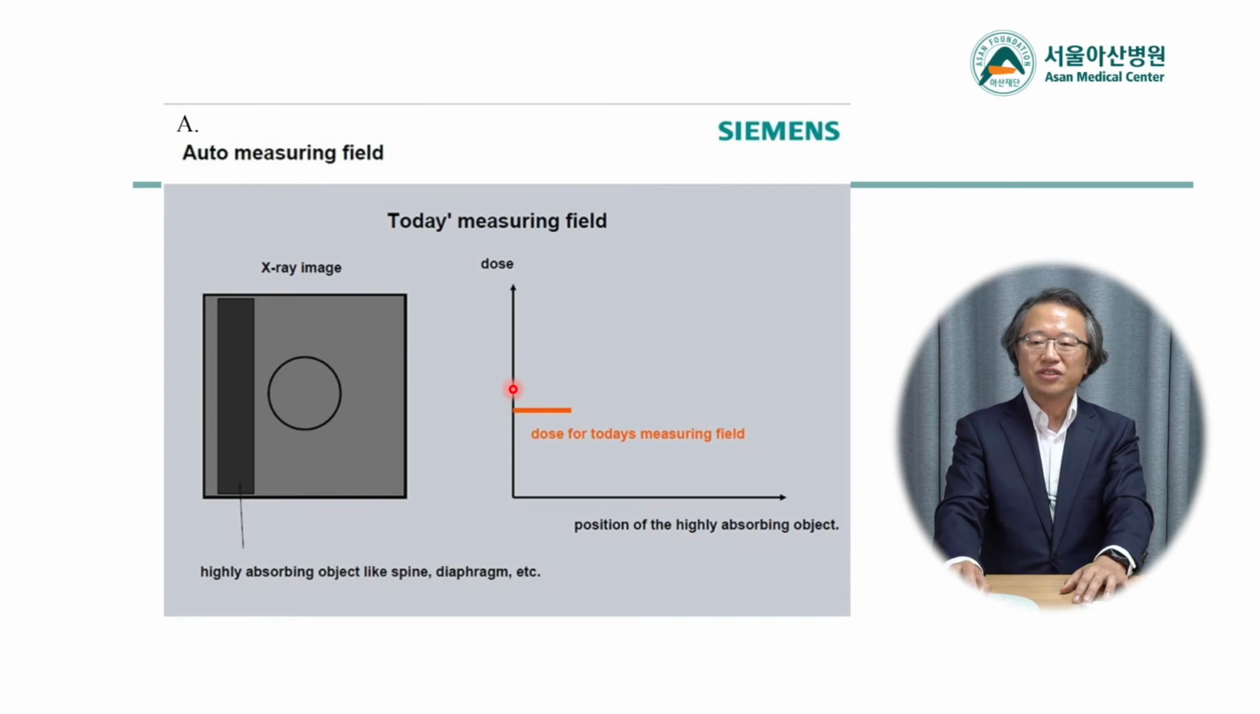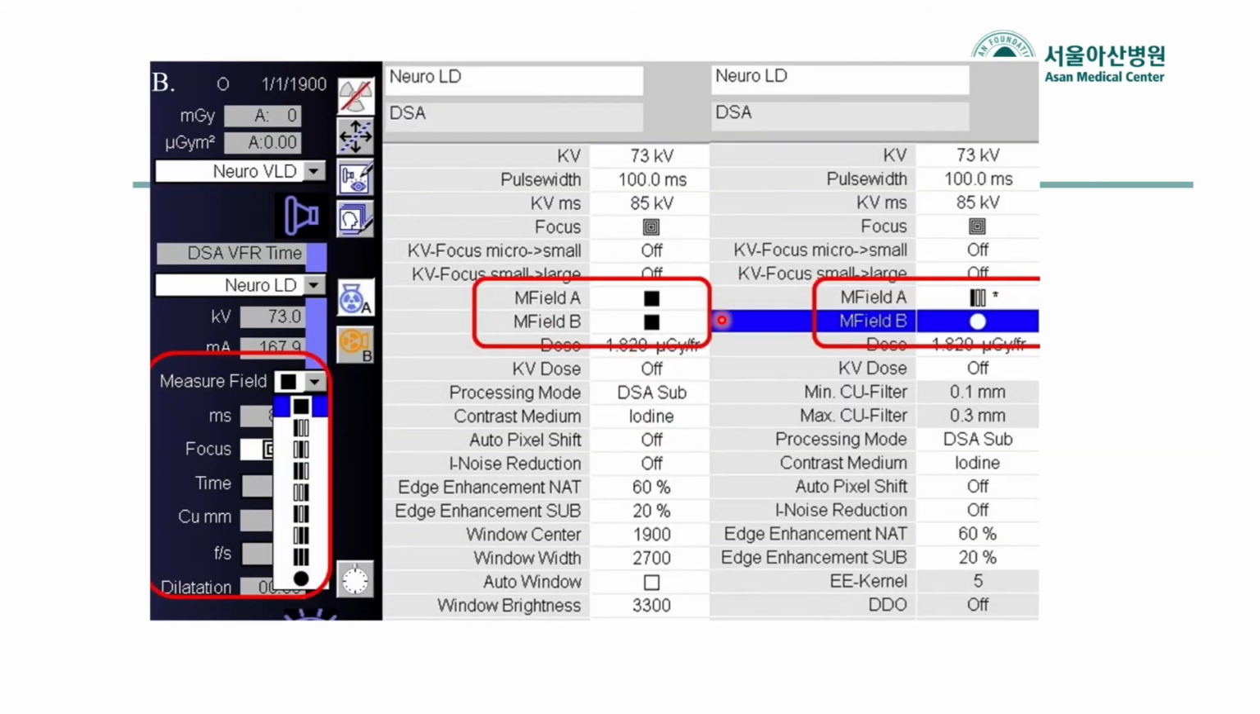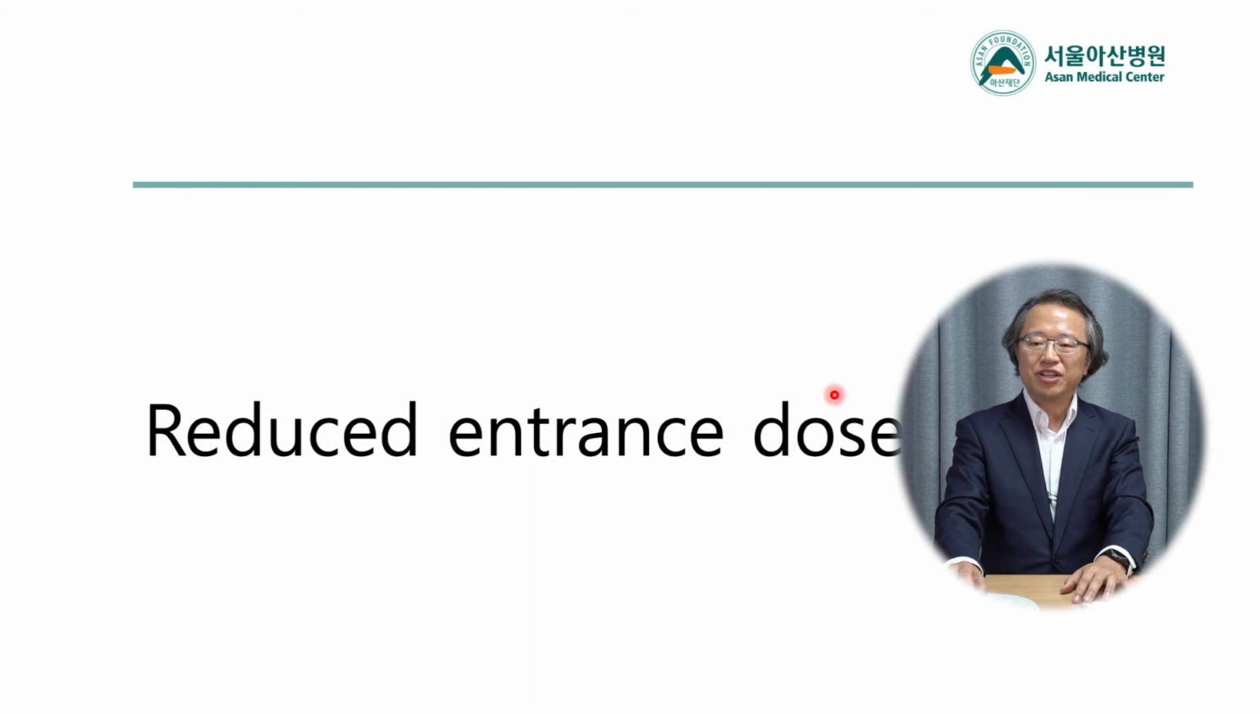To avoid or minimize this problem, we need to be smart with the choice of the measuring field. Choose the measuring field scheme to avoid unwanted regions like this. You can choose it in both frontal and lateral views like this. The last remedy we can choose is a reduction of the entrance dose to pursue ultra-low dose.